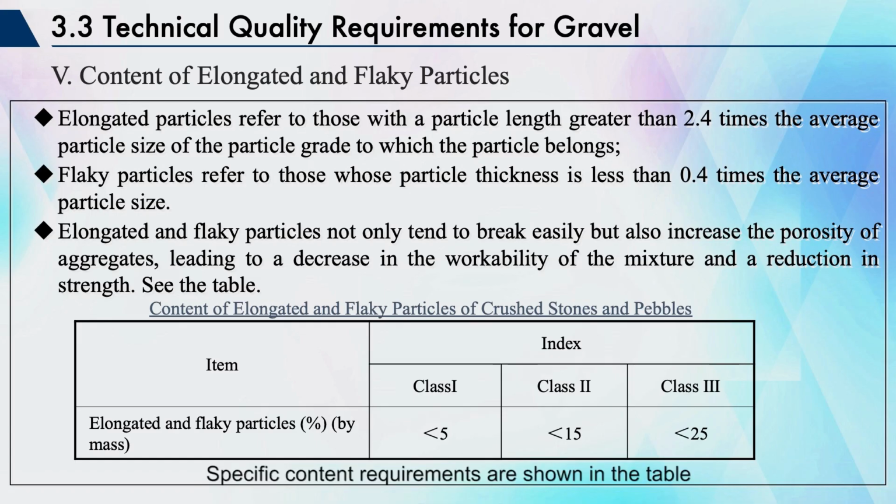Specific content requirements are shown in the table. Needle and flake particle content should be less than 5% for Class 1, less than 15% for Class 2, and less than 25% for Class 3.